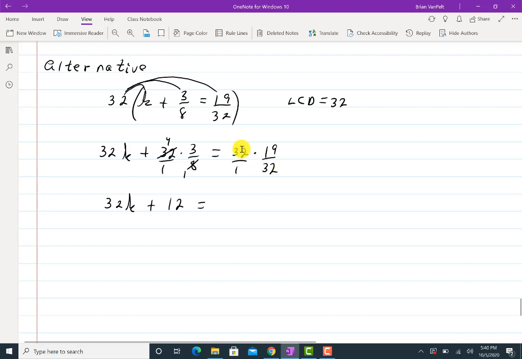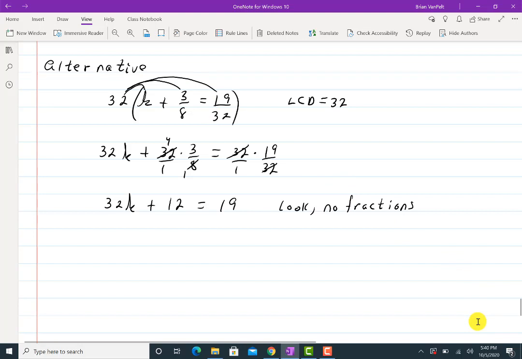Similarly, look at the other side. These 32s wipe away completely, and you're left with just 19. So look, no fractions. If you multiply the whole equation by the LCD, you're guaranteed to wipe out all the fractions. And you may find this a little easier to do than the previous problem. I realize the previous problem was easy, but they will get harder, as you probably know.